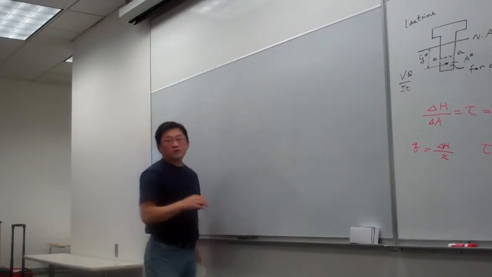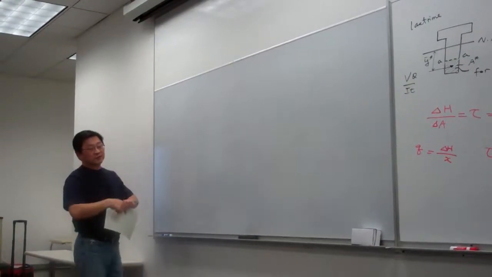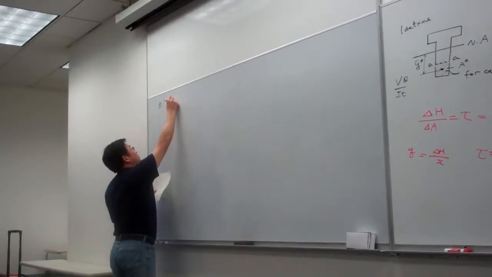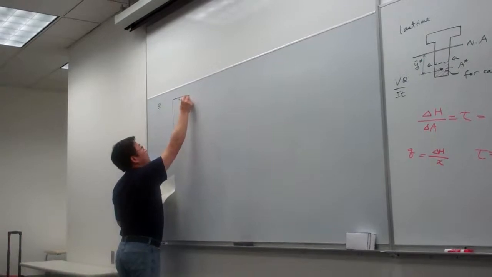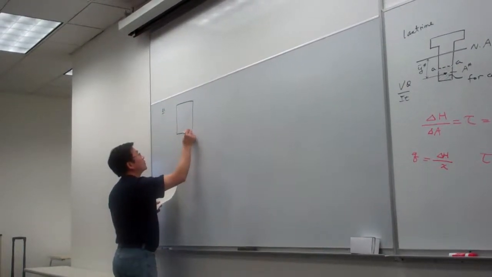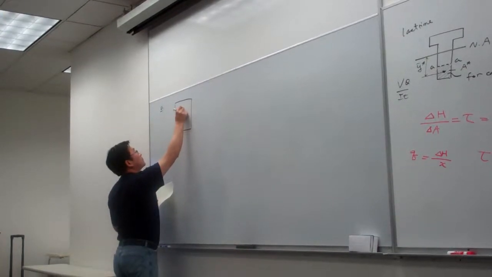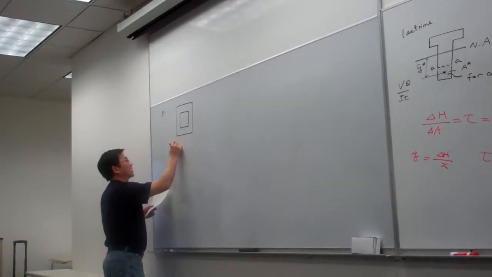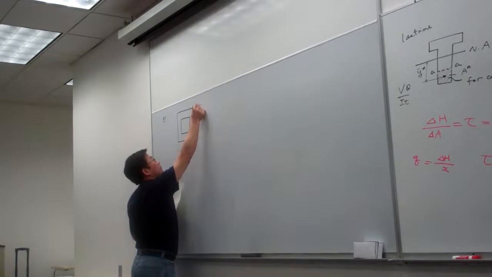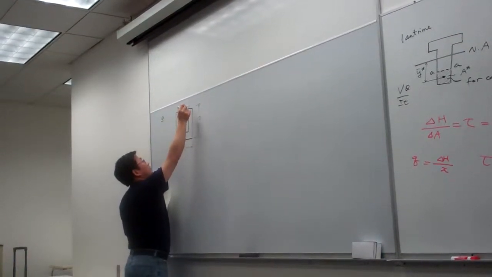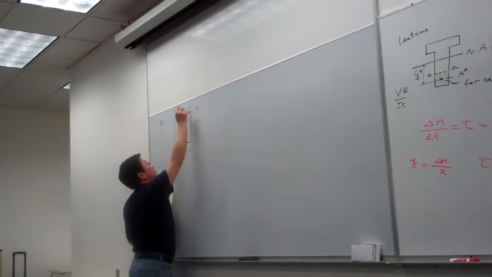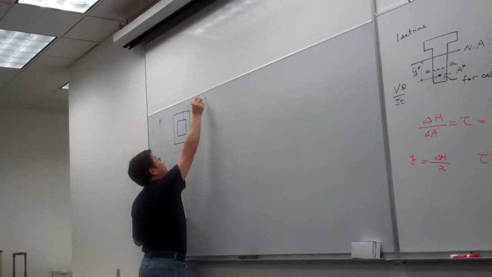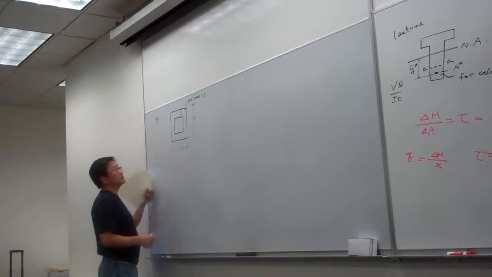Because sometimes we make multiple cuts to achieve the shaded area, so we have to be careful about the shear flow issues. So let me use the square box as one example. This dimension is 12, and those have a thickness equal to 3.